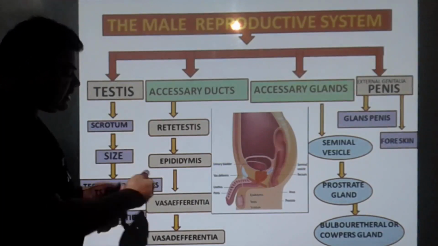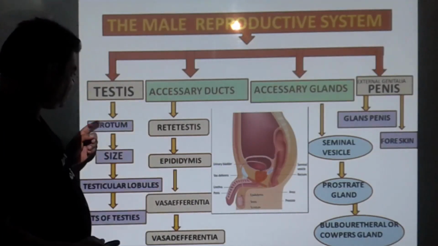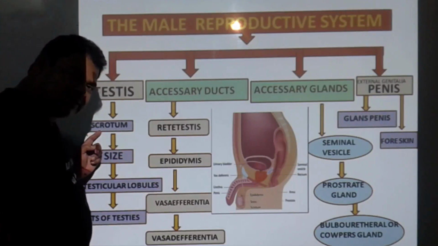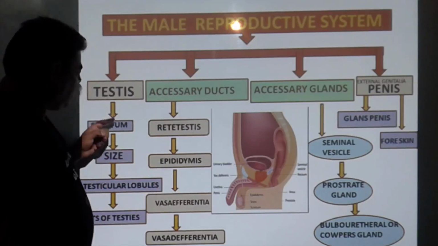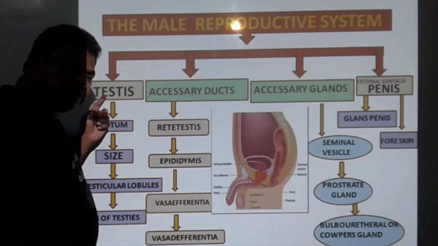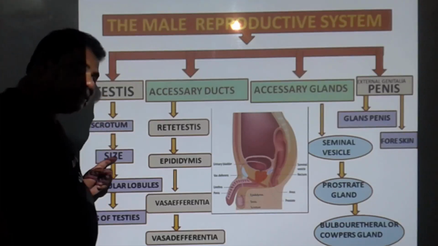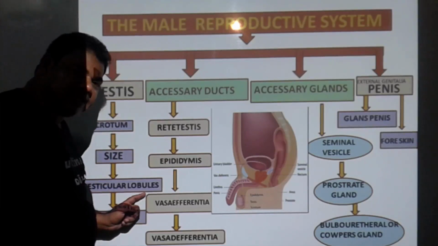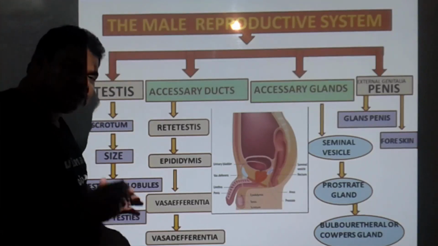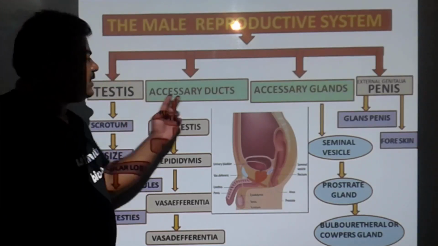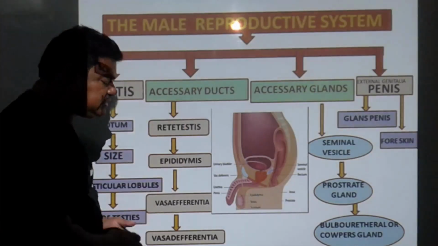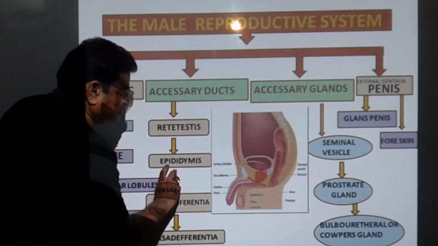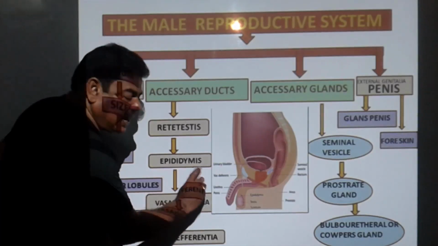Now, in this video we will see the details of the testes. We will see the scrotum of the testes, how the testes are present in the scrotum, then the size of the testes, then the testicular lobules which are present in the testes, then the transverse section of the testes like this. Then in the accessory duct we will see the rete testis. Here the rete testis is present.